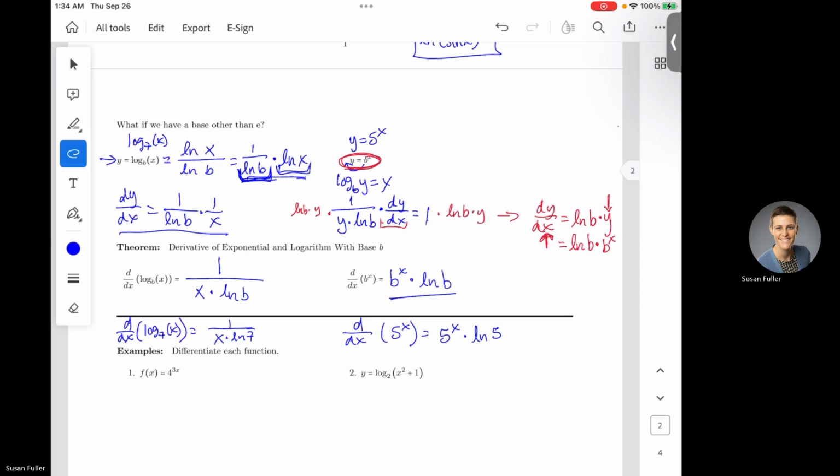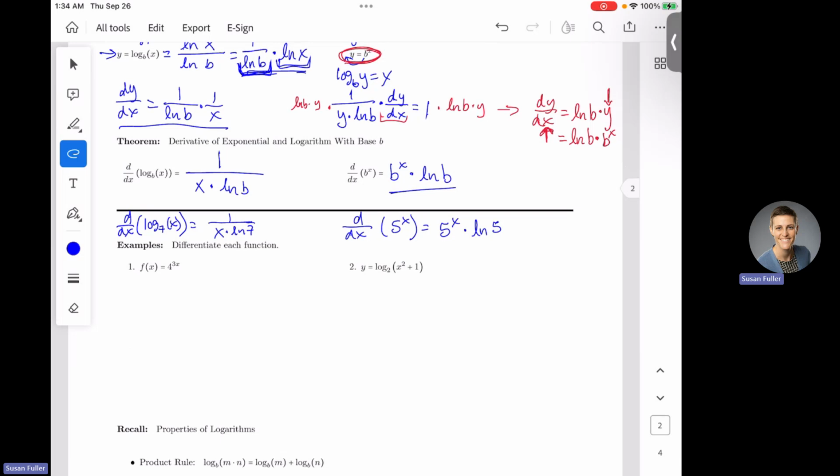All right. We're going to do these 2 problems, and then we are going to be done for the day.